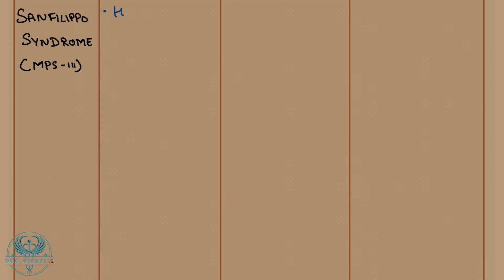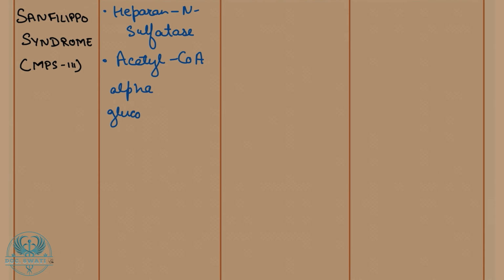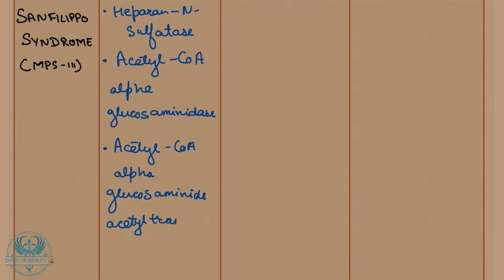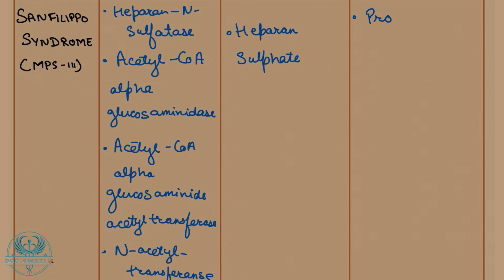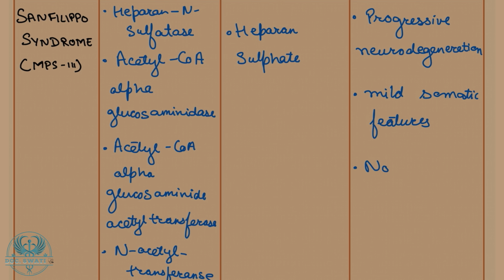Now we'll talk about Sanfilippo syndrome, MPS3, which is caused due to the deficiency of heparan N-sulfatase, alpha-N-acetylglucosaminidase, acetyl-CoA glucosaminide N-acetyltransferase and N-acetylglucosamine 6-sulfatase. There is an accumulation of heparan sulfate. Now let's talk about the key clinical features, which include progressive neurodegeneration, mild somatic features and no hepatosplenomegaly.